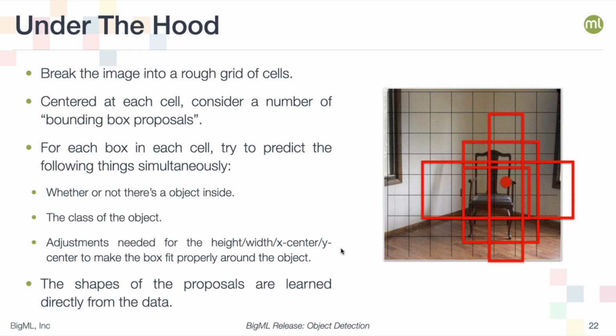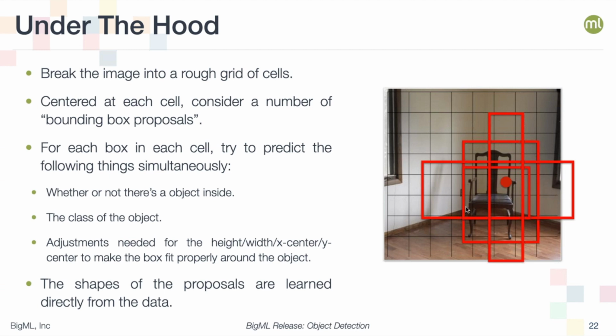And then centered at each cell, we're going to consider a number of bounding box proposals. What we mean by bounding box proposals is at each cell, we're going to consider a number of boxes that we think might contain an object. And so for each box in each cell, we try to predict the following things simultaneously. First of all, whether or not there's an object inside that takes up most of the box. Also the class of that object, and finally the adjustments needed to make the box fit properly around the object.